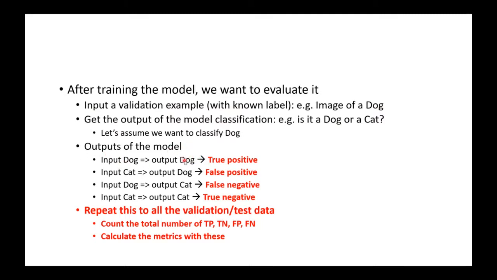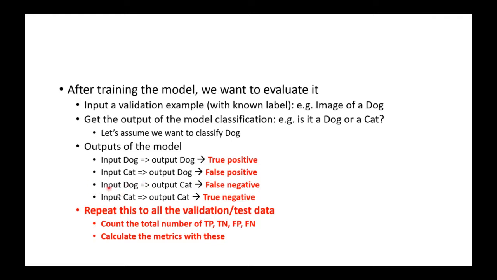So for the output of the model, if I have two classes, I only have 2 to the power of 2 possibilities, right? Either the input is a dog image and the output is the class dog. This is called a true positive. The input could be an image of a cat, but your classifier made a mistake and said this is not a cat, this is a dog. This is a false positive. Why? Because I want to classify dog, and the output is the positive class, the dog class I'm looking for, but the output is false because the input was a cat. So this is a false positive, right?